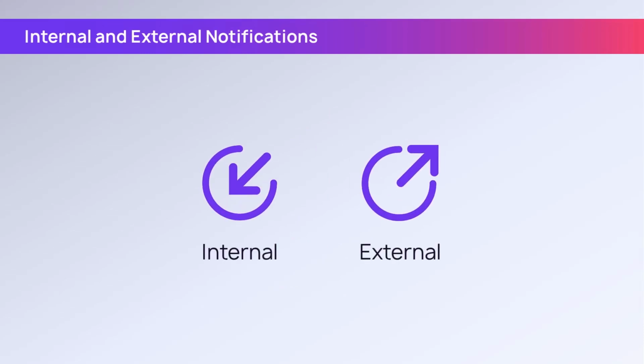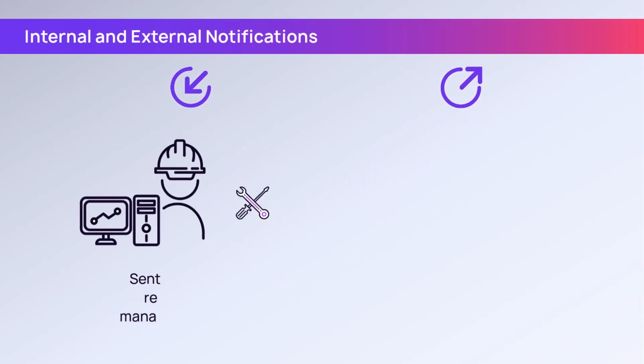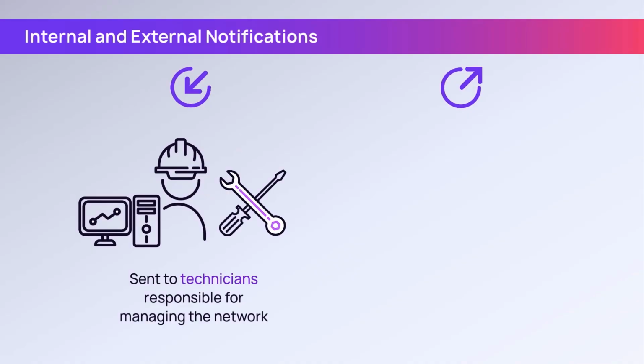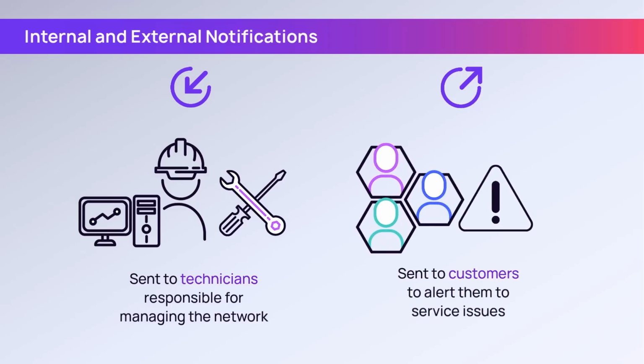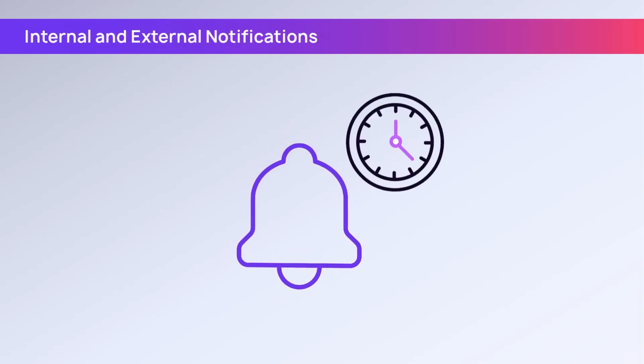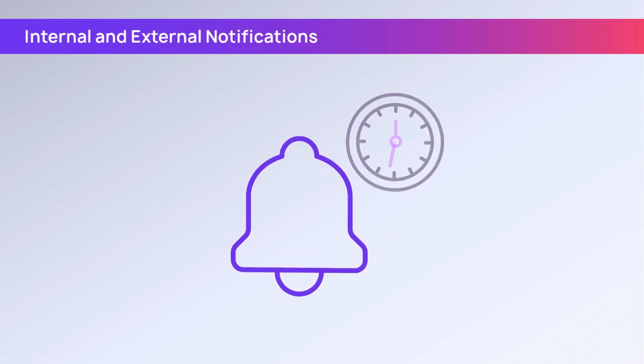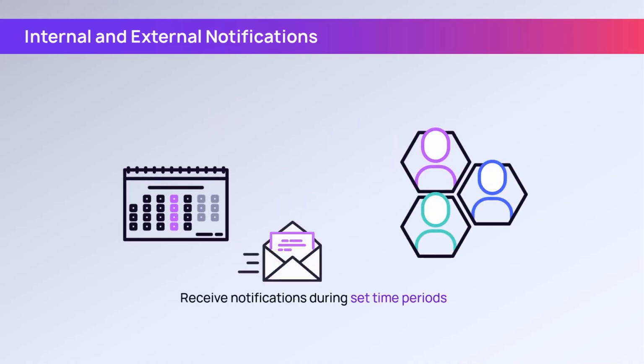Notifications can be internal or external. Internal notifications are sent to technicians or others responsible for managing the network. External notifications are sent to customers to alert them to service issues. Notifications can be scheduled so that specified users receive notifications during set time periods.